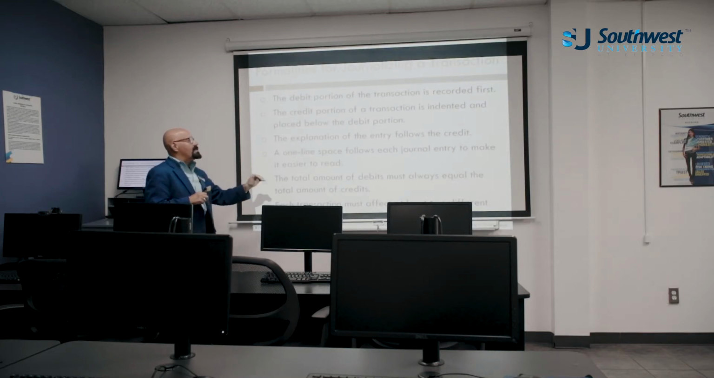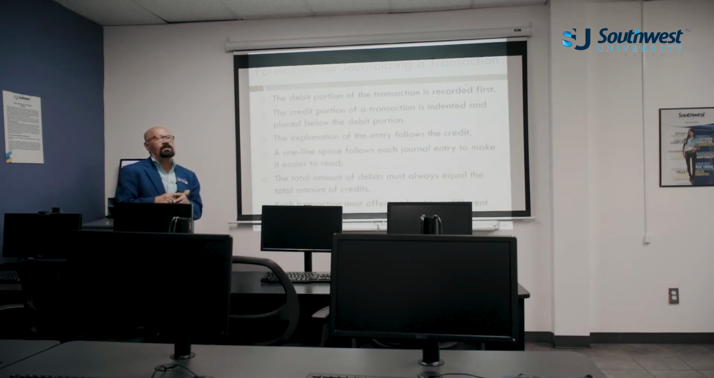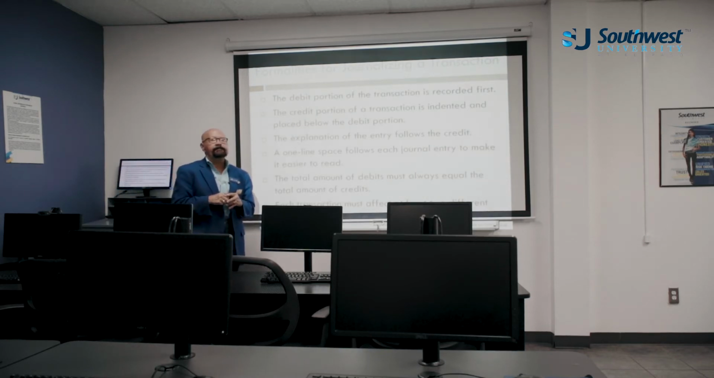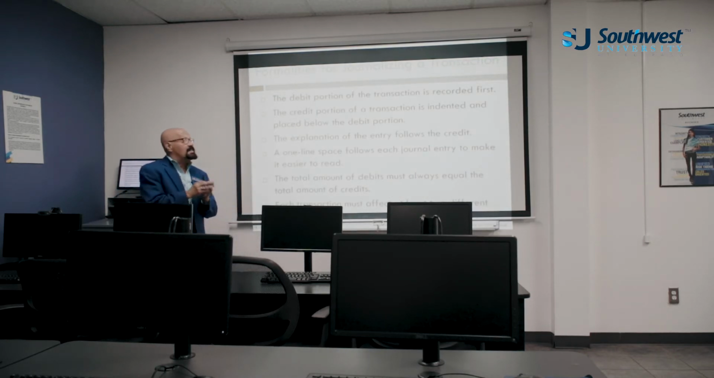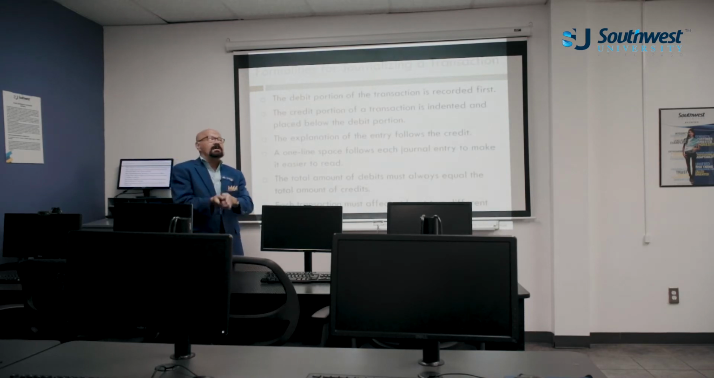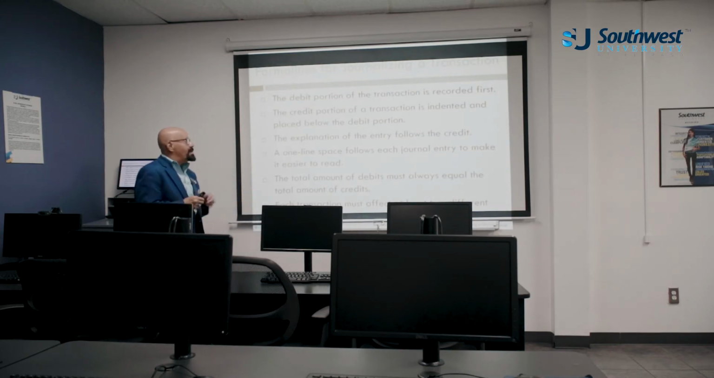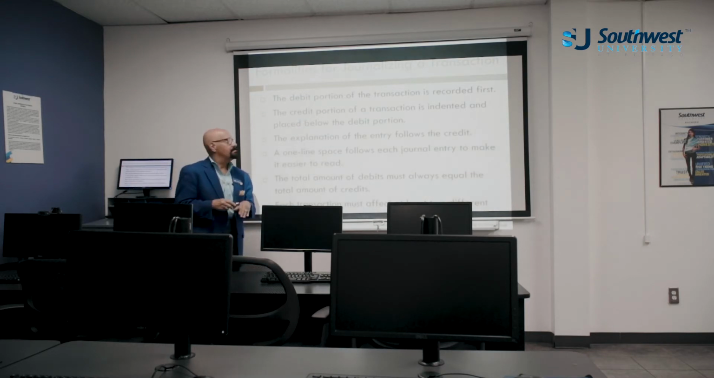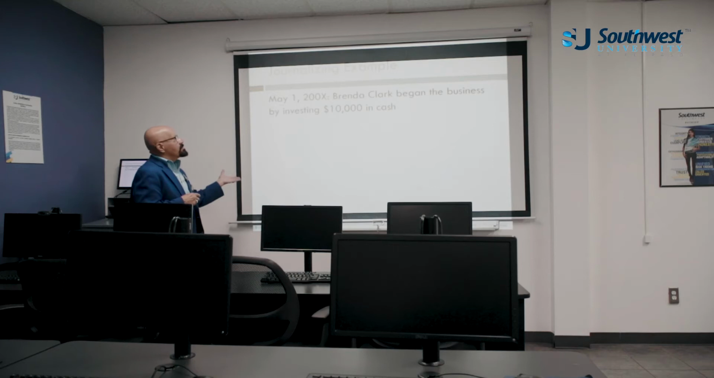The total amount of debits must always equal the total amount of credits. Always. If it doesn't, it won't balance. And that means you made a mistake somewhere. You're going to have to go back and look to see what you did. Each transaction affects at least 2 different accounts. Always. Here are some examples.